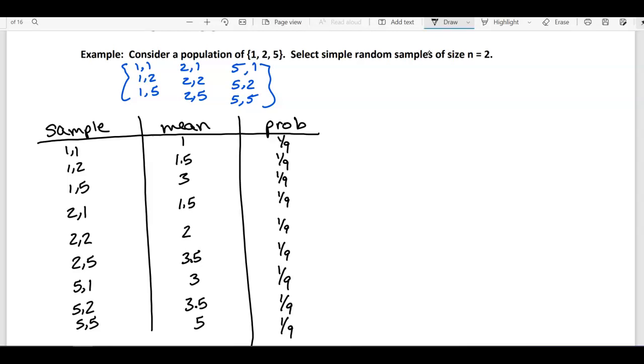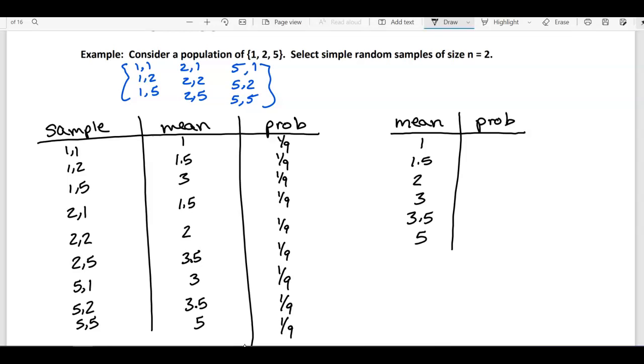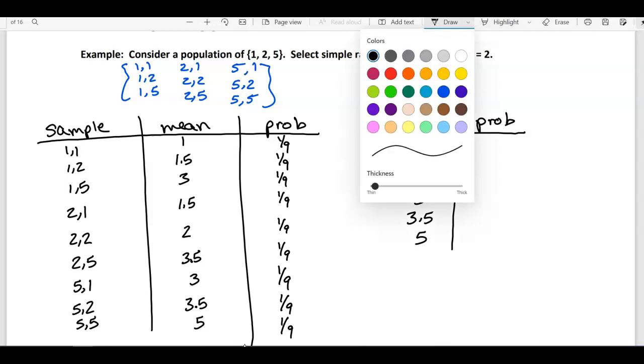So notice again, we've got some numbers here in this mean column that happen more than one time. So we could actually write this table a little bit more condensed. And then look at the probabilities. So we had means of 1, 1.5, 2, 3, 3.5, and 5. And this is usually what MyMathLab is going to want on some of these problems. In some problems, it's going to ask you for both of these.